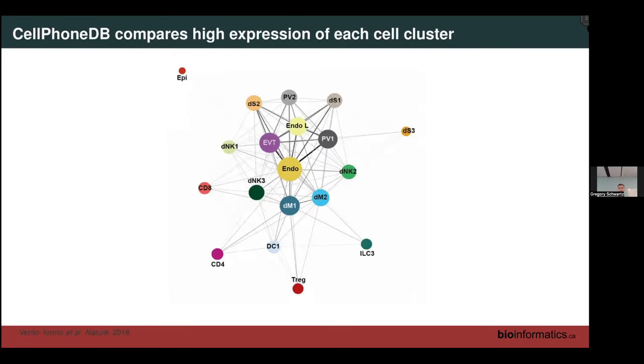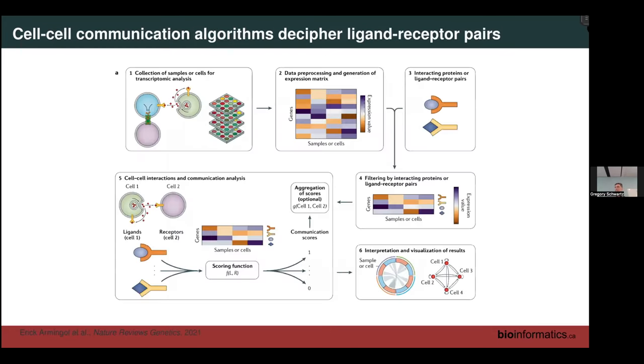Then with these ligand and receptor pairs identified, you can visualize them in a variety of different ways. Here you can use something like Python iGraph, for example, to show that the CD4 cluster is talking to the dendritic cell cluster. And the darker the edge, the more ligand receptor pairs were found to be communicating between these two populations.